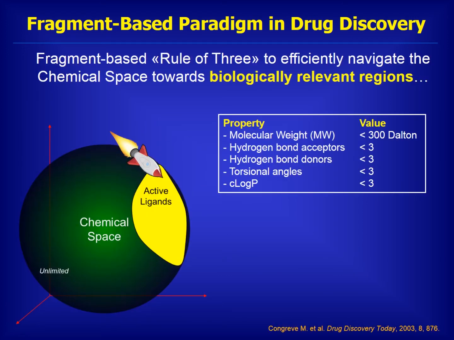On this basis, researchers introduced the concept of the rule of three to identify fragments in the molecular space with molecular weight below 300 Dalton, hydrogen bond donors below 3, hydrogen bond acceptors below 3, rotatable bonds below 3, and ClogP below 3, and then use the region populated by these compounds as a base camp to start navigations toward the biologically relevant region of the chemical space.